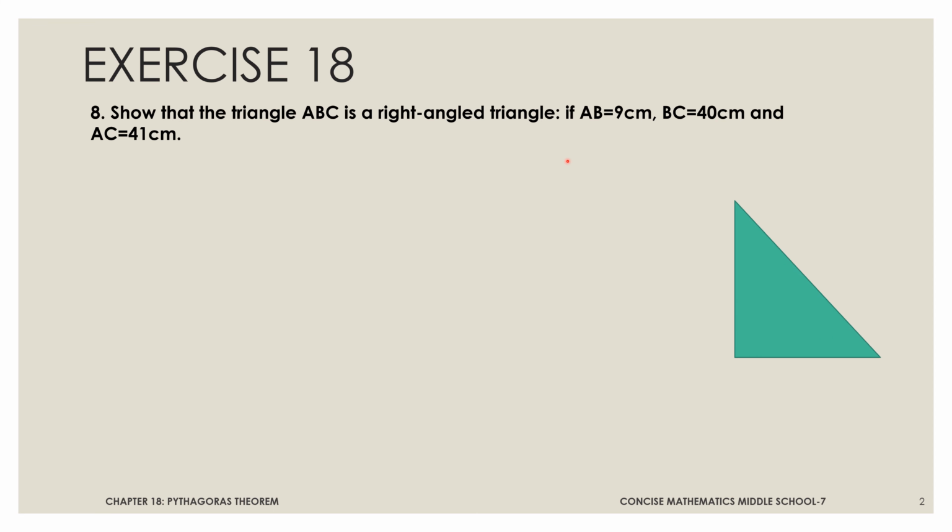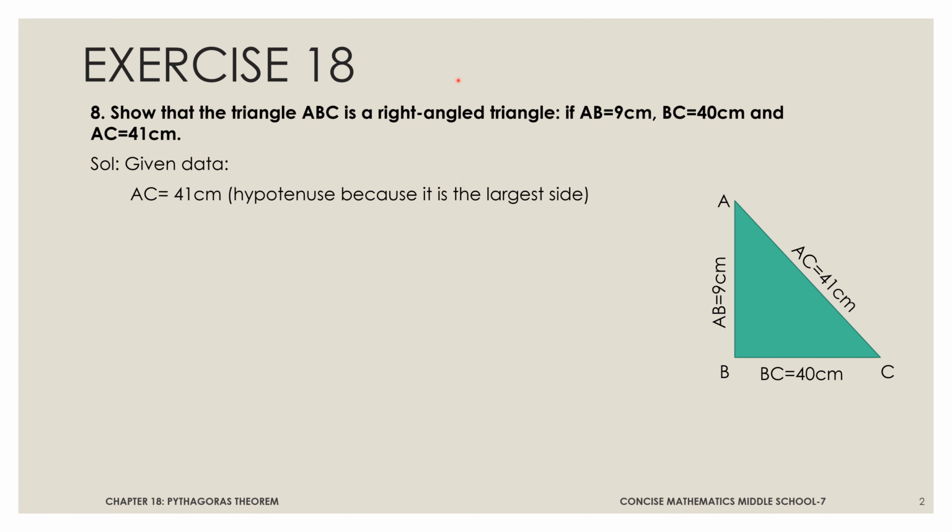Since we have to prove it, just consider it as a right angle triangle and name it as A, B and C. Now AB length is 9 centimeter, AC length is 41 centimeter, A to B is 9 centimeter and B to C is 40 centimeter. I have just noted down these values in a pictorial form, and you can even note down in the given data. Here AC is 41 centimeter.